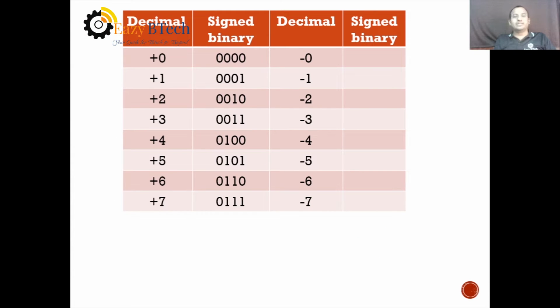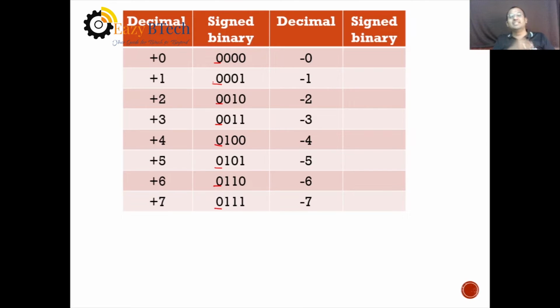For all the positive numbers, the MSB bit is 0. If the MSB bit is 0, it means it is a positive number. So plus 0 is represented by all zeros. Plus 1 is 0001. Plus 2 is 0010. Plus 3 is 0011. Plus 4 is 0100, plus 5 is 0101, plus 6 is 0110, and plus 7 is 0111.